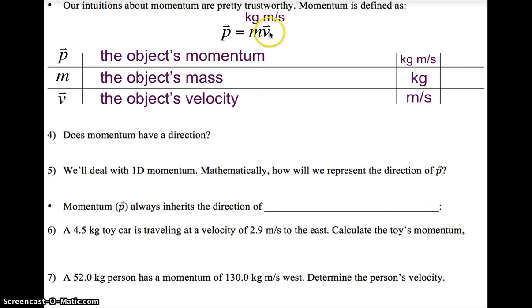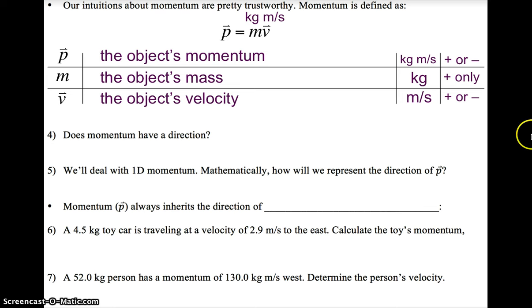Velocity is a vector. We'll deal only with one-dimensional velocity, so we'll represent the direction as positive or negative. Positive will mean to the right, negative will mean to the left. Mass can't be negative, it's only positive. And so the momentum will be positive or negative based on the equation. If momentum is positive, that means the velocity must have been positive. If the momentum comes out negative, that means the velocity must have come out negative.